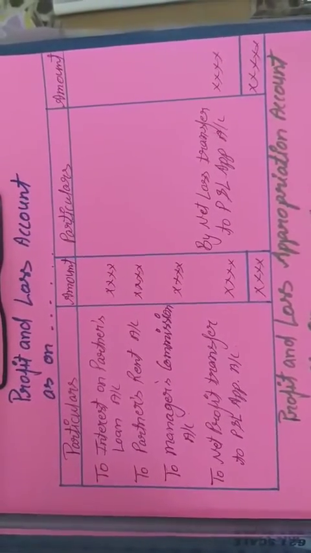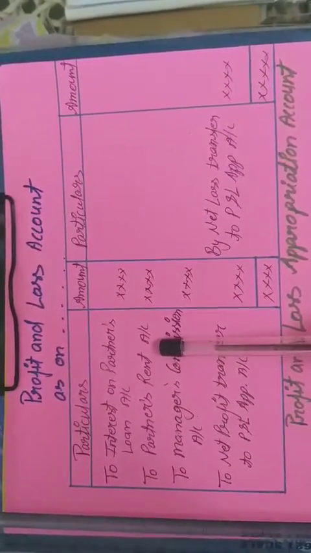Similarly, when he gives a separate loan to the firm, he will take interest. On that amount he is not liable to take any profit from the firm, he will not ask for any amount from the profit. He is liable to ask only for interest on the loan he has given to the firm. Similarly, the second one is partner's rent account.